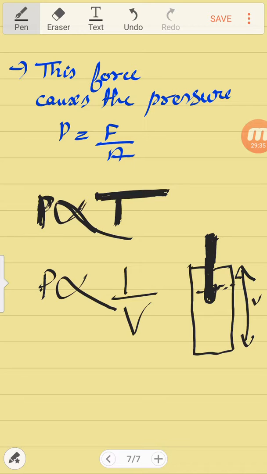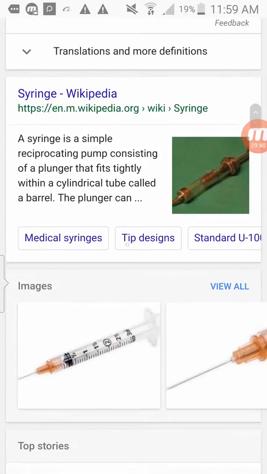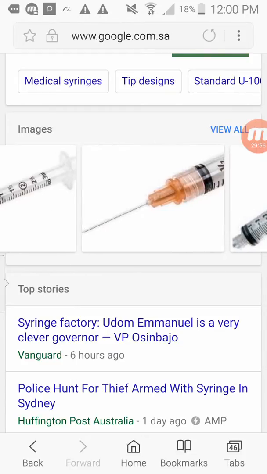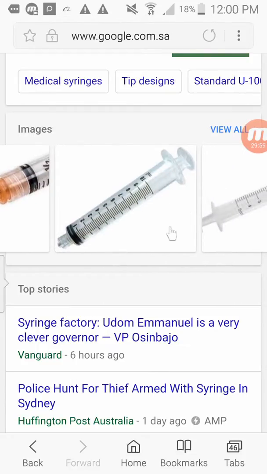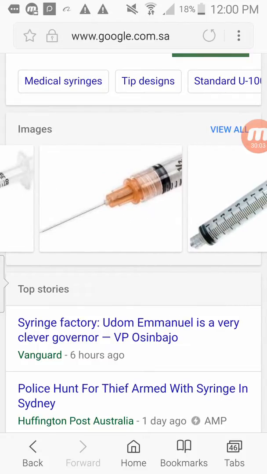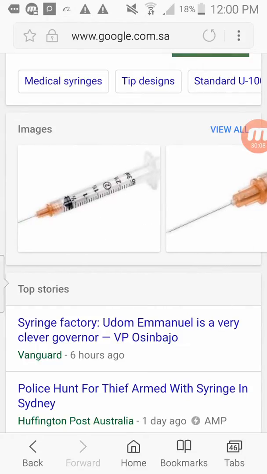For example, a syringe like this one. When you put pressure with the help of this, does the distance get lower? If you put more pressure, it will move and the distance will get lower here, right? That's because you are putting more pressure.